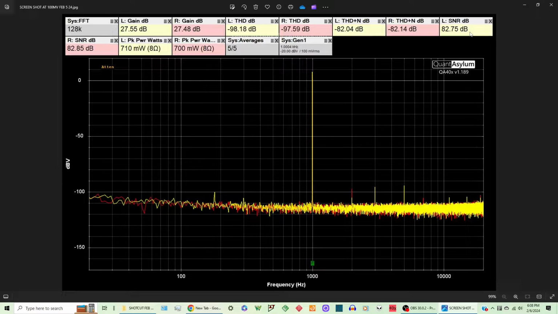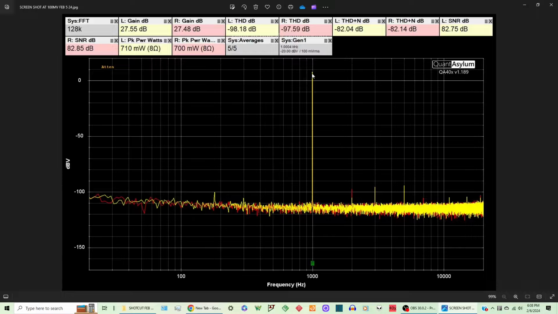Let's take a look at the signal-to-noise ratio. We've got 83 dB on the left and 83 dB on the right. Again, it's not all that bad. The output power into an 8 ohm dummy load is approximately 700 milliwatts, left channel, right channel. And notice that the channels are relatively equal. They're almost identical. So that's pretty good. And as I've said, it's a 1 kHz signal at minus 20 dBV or 100 millivolts.